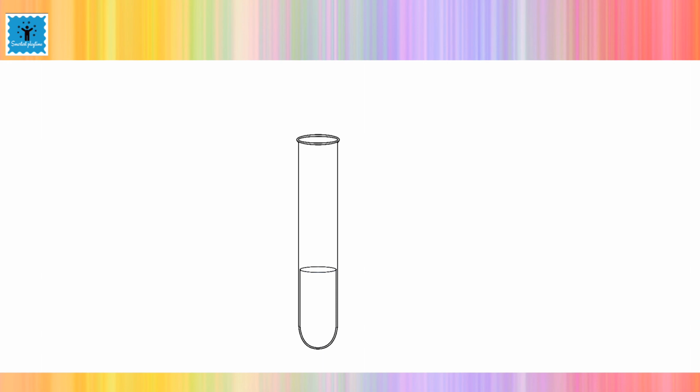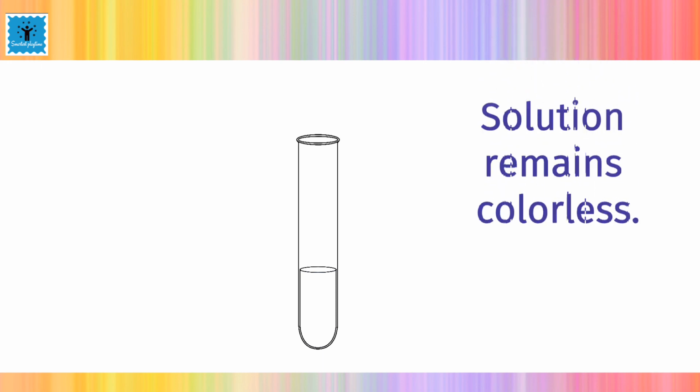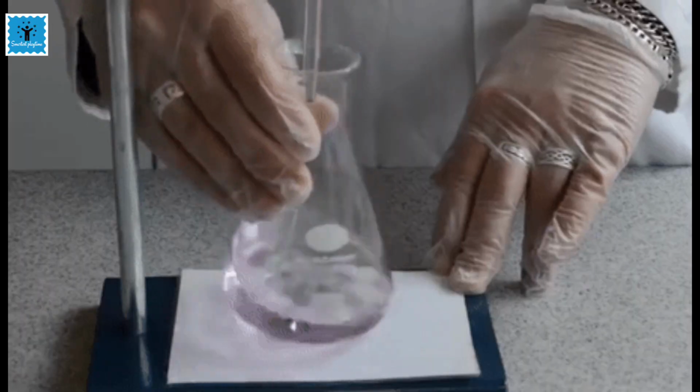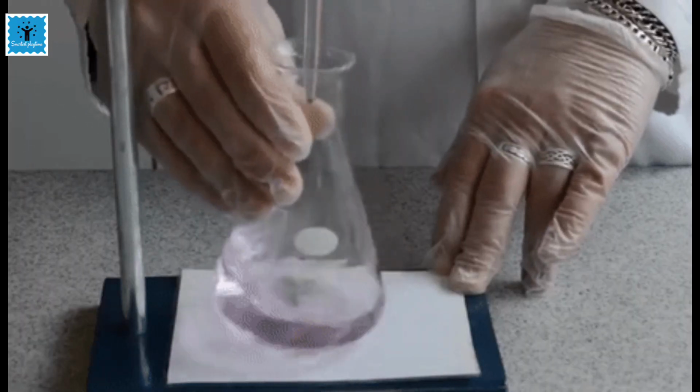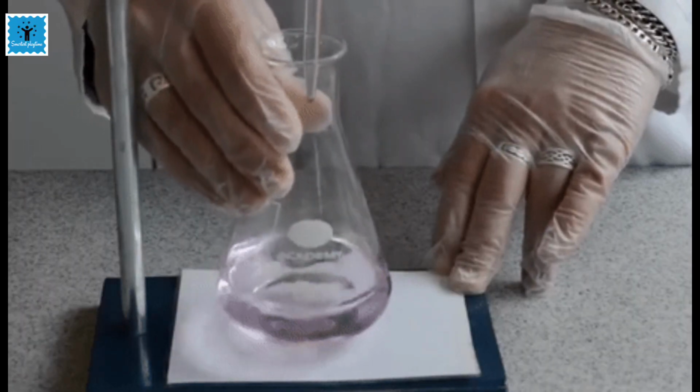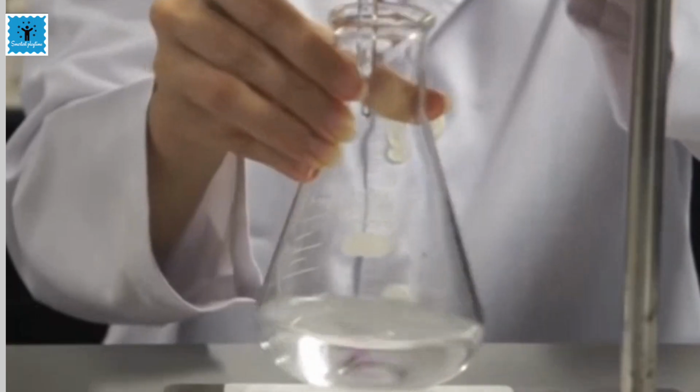Shake it and you will observe that there is no change in the color. The solution remains colorless. Now add sodium hydroxide solution drop by drop and keep stirring it till the pink color appears. Phenolphthalein gives pink color with base.